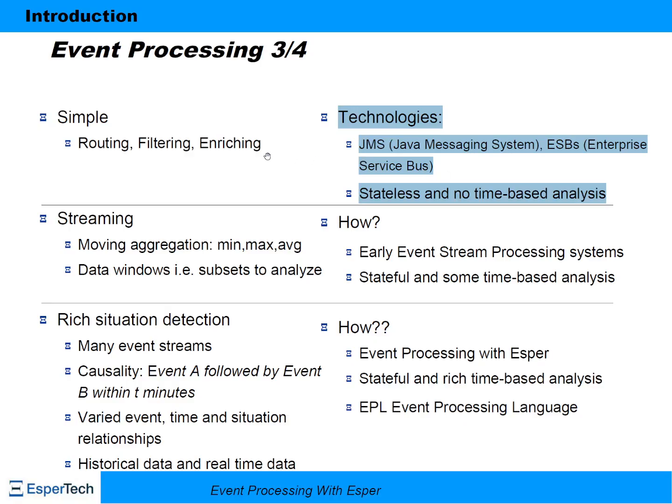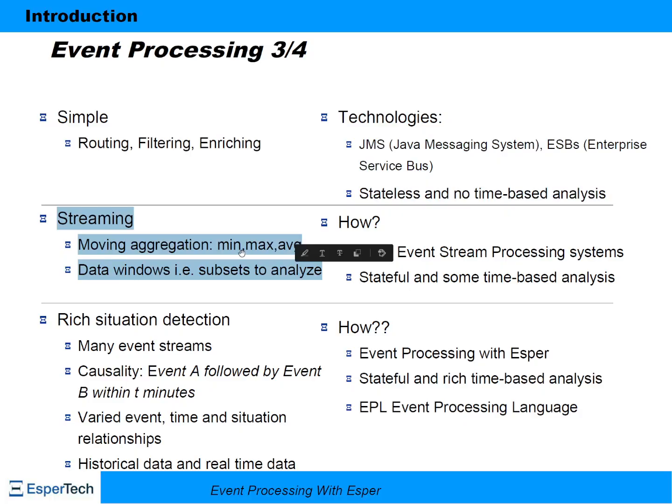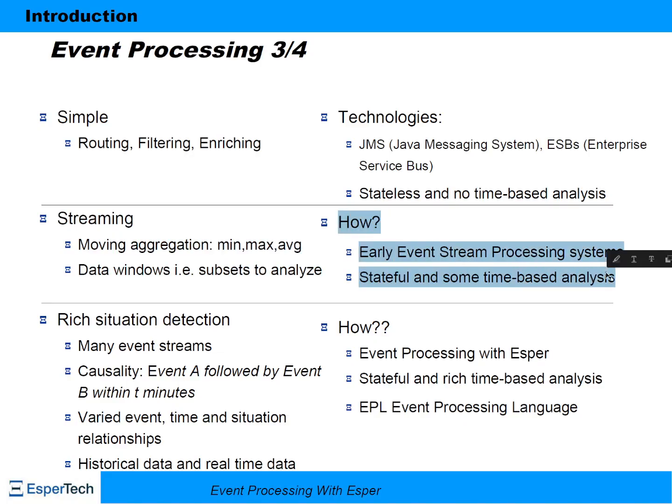Some applications required computing moving aggregations over a subset of events. Early event stream processing systems evolved that kept state such as sums and averages, and that allowed some time-based analysis. This kind of processing is stateful, meaning there is stored knowledge of past events or other past data.